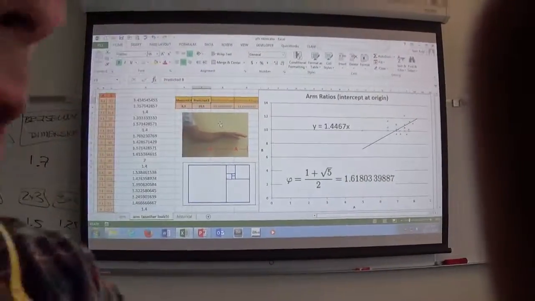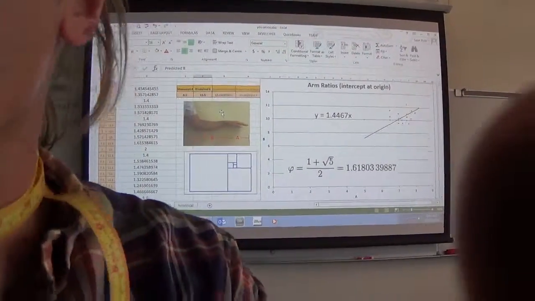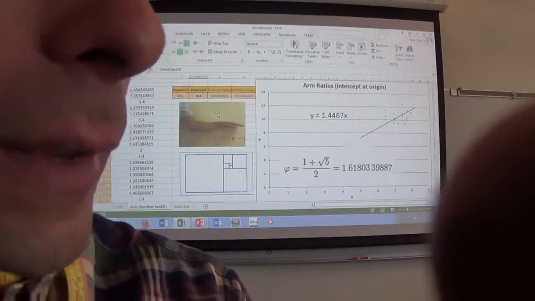So Doug falls within the realm of believable. His arm is not freakishly long or freakishly short. It is totally fine.